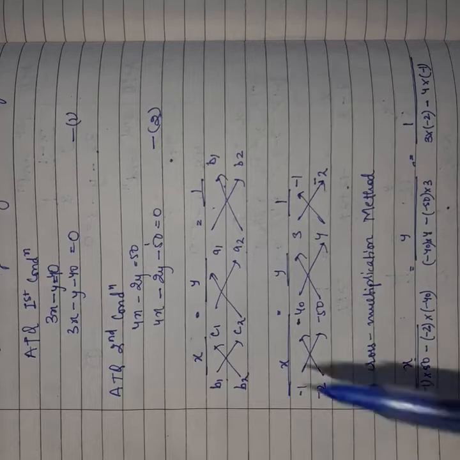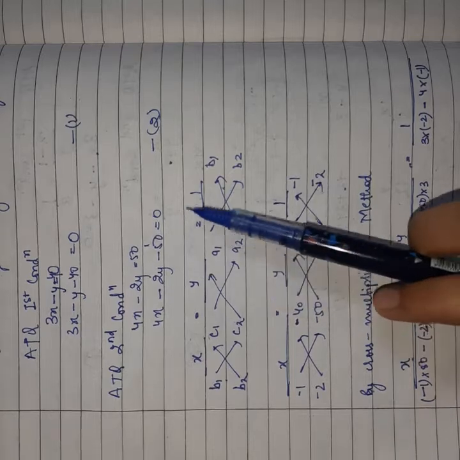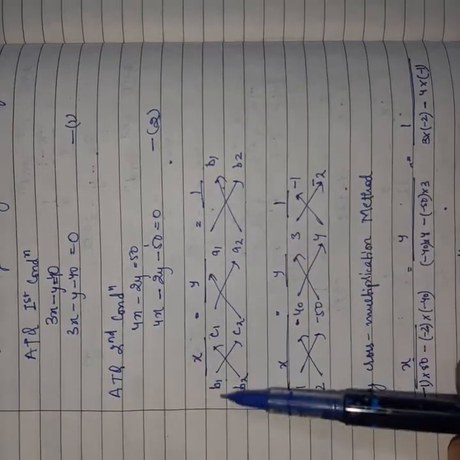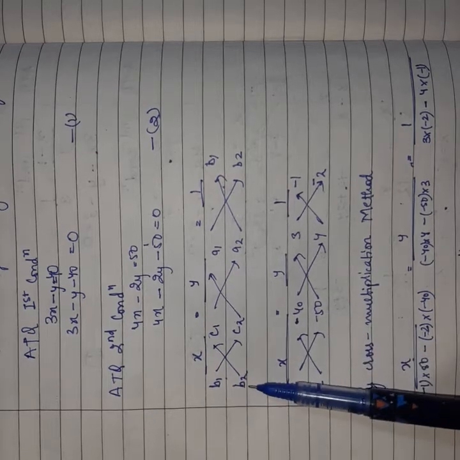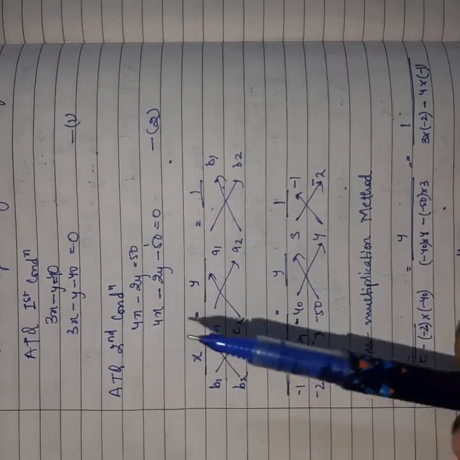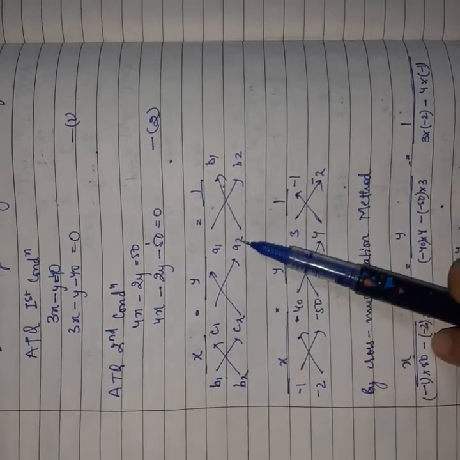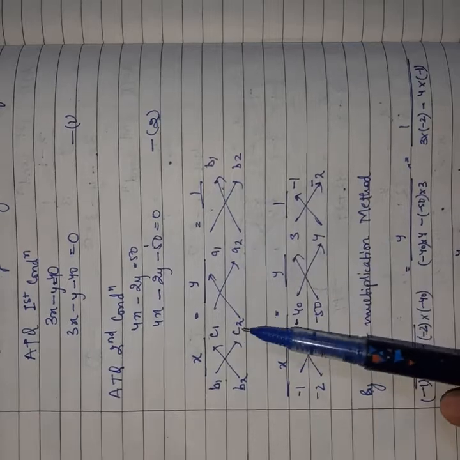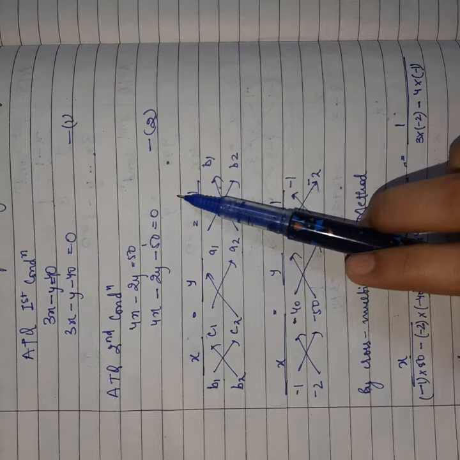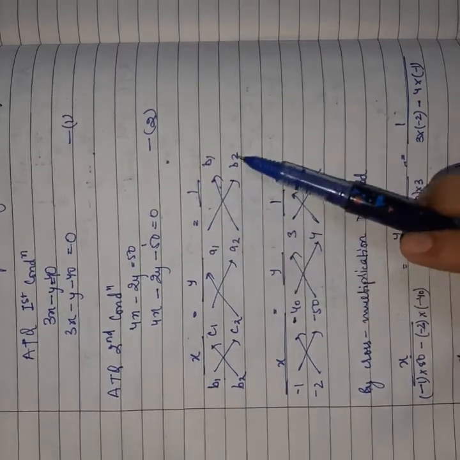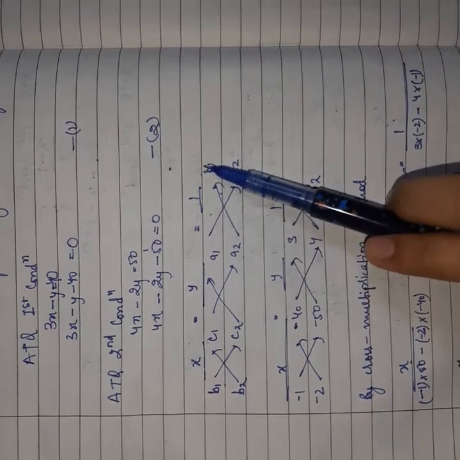So now what is the method of cross multiplication? You write x here, which is equals to y, which is equals to 1. So x upon b1 multiplied by c2 minus b2 multiplied by c1. Similarly, y upon c1 multiplied by a2 minus c2 multiplied by a1, which is equals to 1 upon a1 multiplied by b2 minus a2 multiplied by b1.